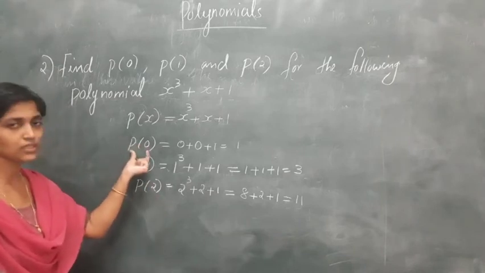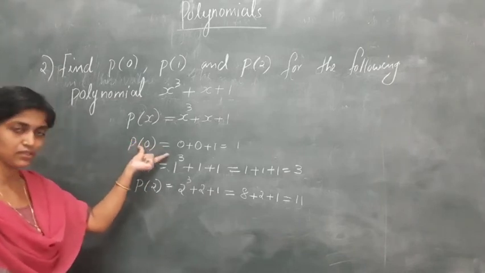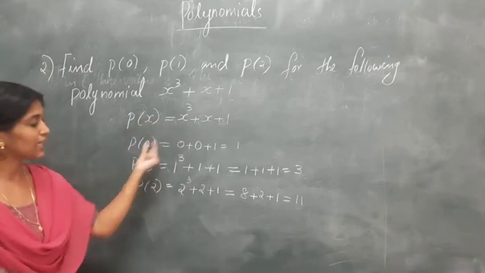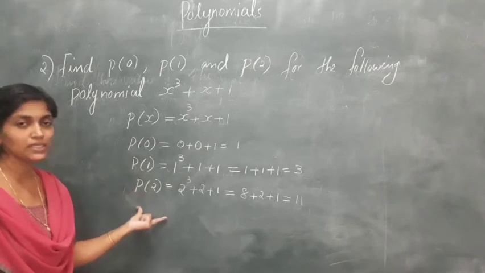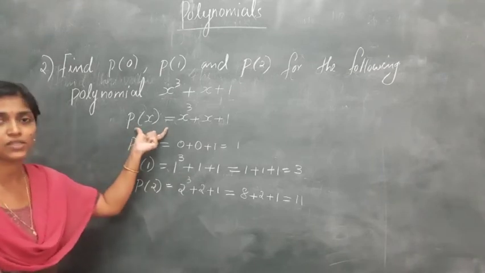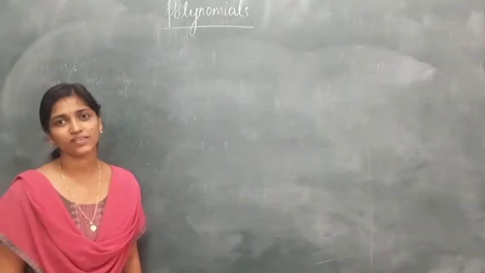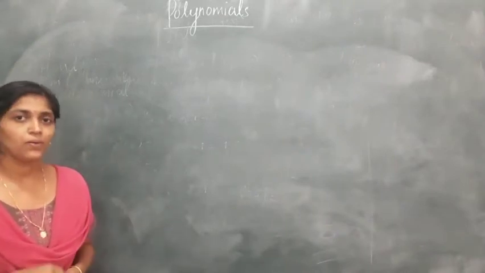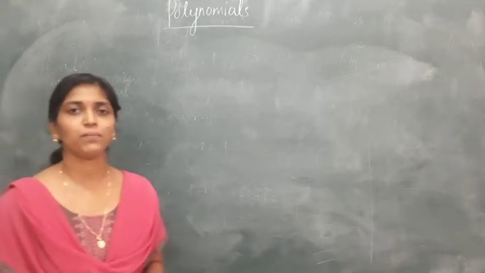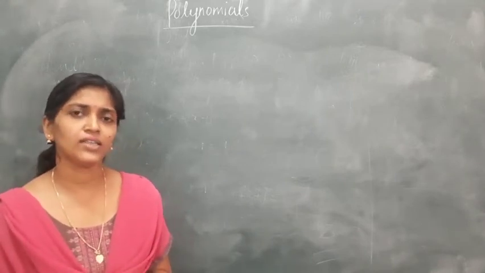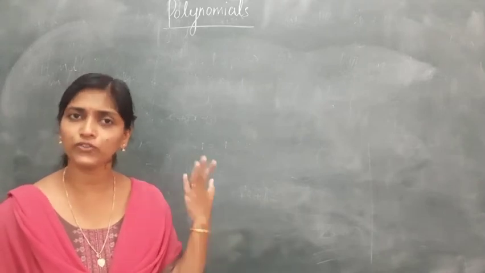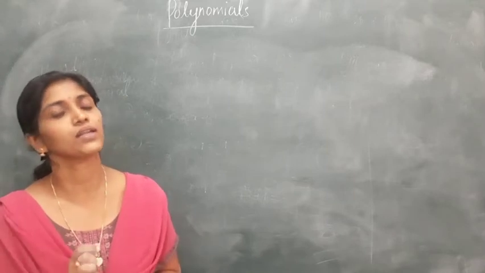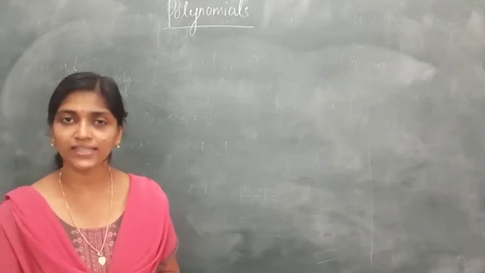So P of 0 means it is the value of the polynomial at x is equal to 0. P of 1 means it is the value of the polynomial at x is equal to 1. And P of 2 means it is the value of the polynomial at x is equal to 2. So we have seen what is the value of a polynomial. When we found the value of a polynomial, we have seen the cases where we are getting the value of the polynomial as 0. We have seen the cases where we are getting the value of the polynomial as any other real number.